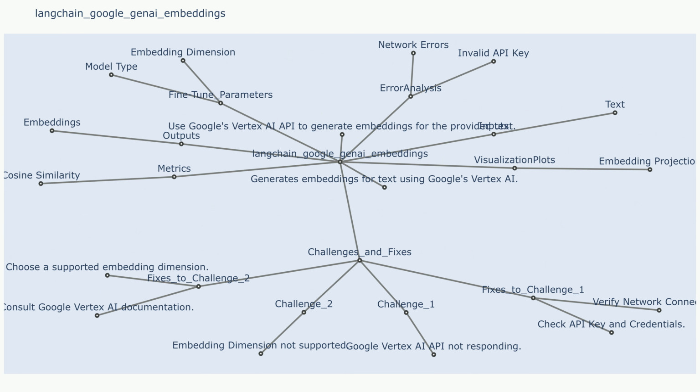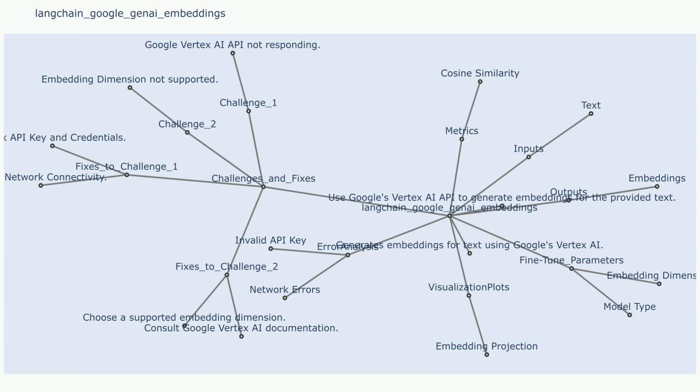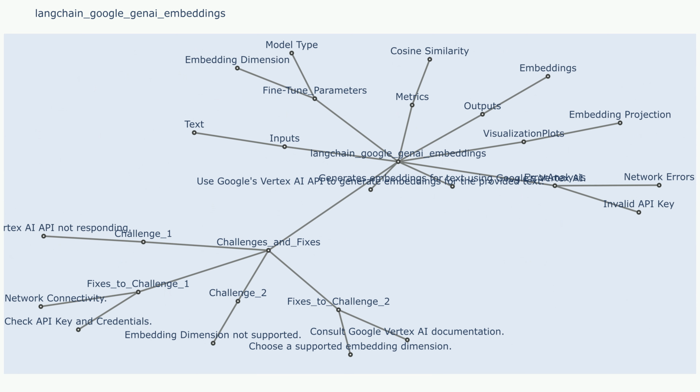Challenge 2. Explain in detail dimensionality reduction. Reducing the dimensionality of embeddings can be crucial for efficiency and visualization, but it can also lead to information loss. Sample use case that resulted in Challenge 2: using a high-dimensional embedding for similarity search might be computationally expensive, and reducing dimensionality can compromise semantic accuracy.